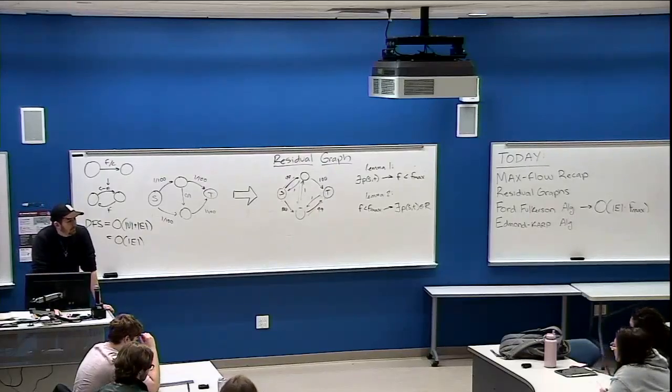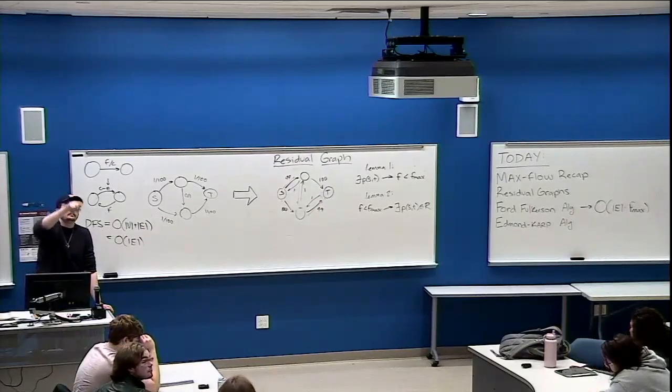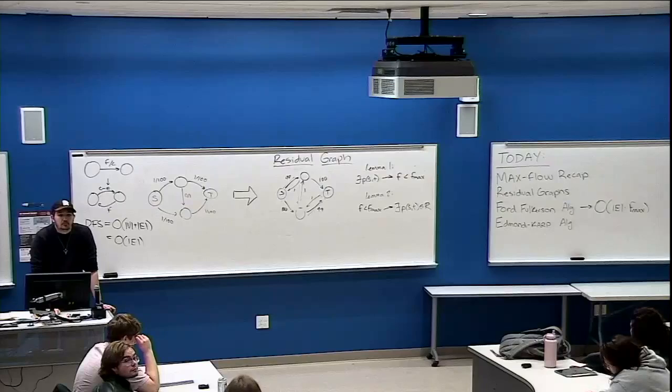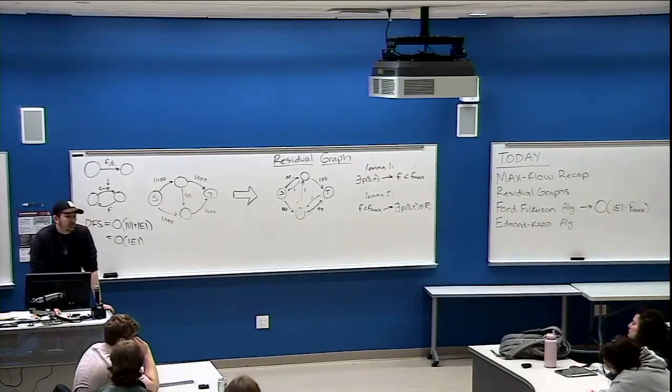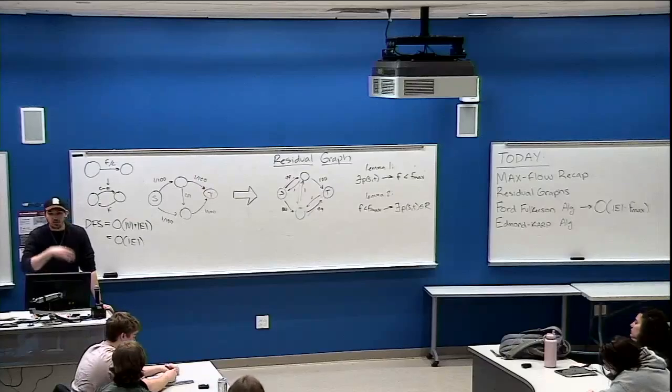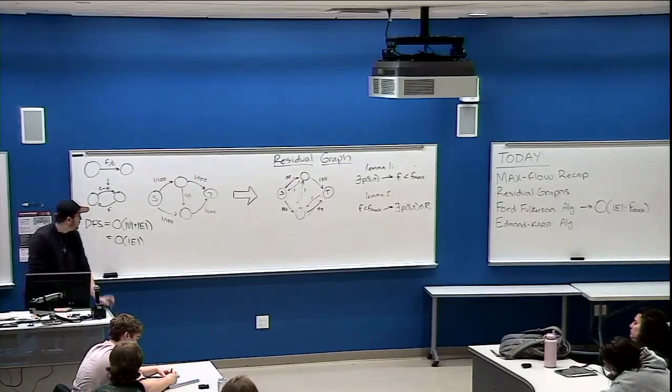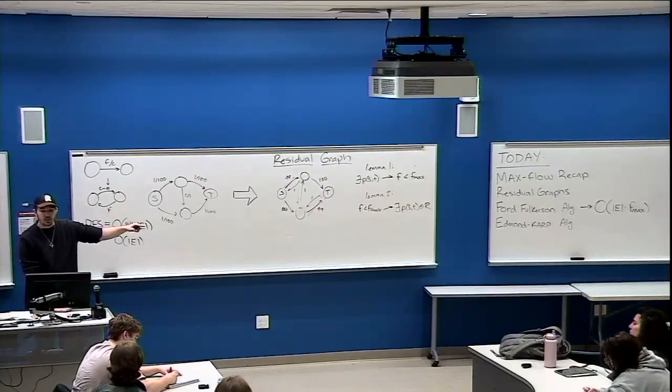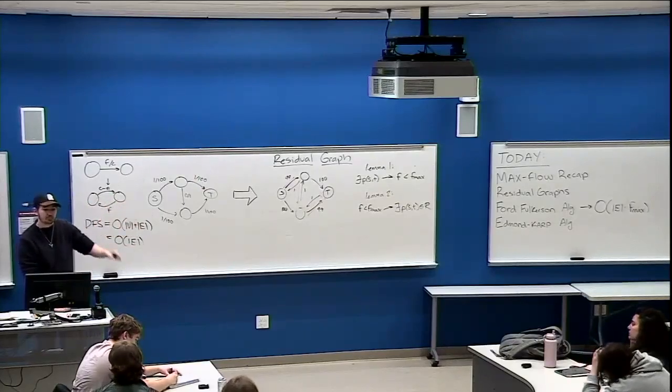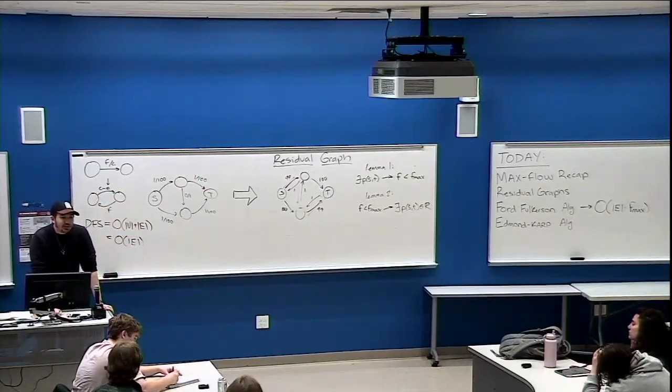Anyone else? I'll wait until I see it back there. So we could prioritize the largest, so I'll generalize this. I'll say choose the largest augmenting path, the one with the highest minimum. Any guesses what that runtime would be?